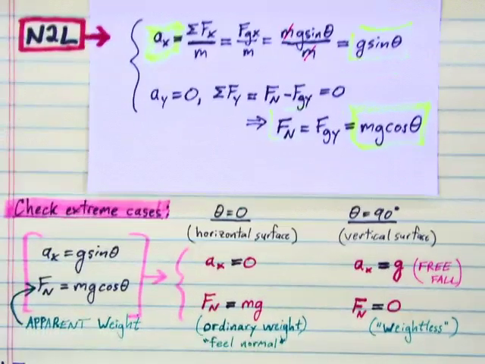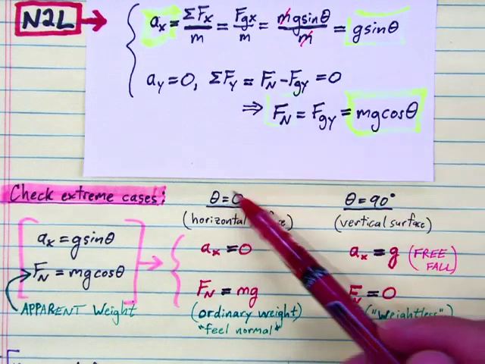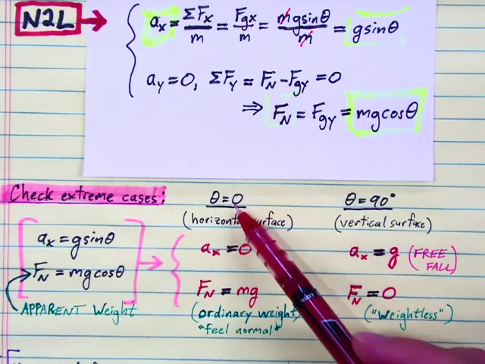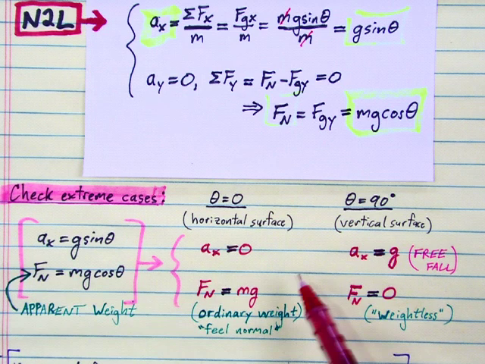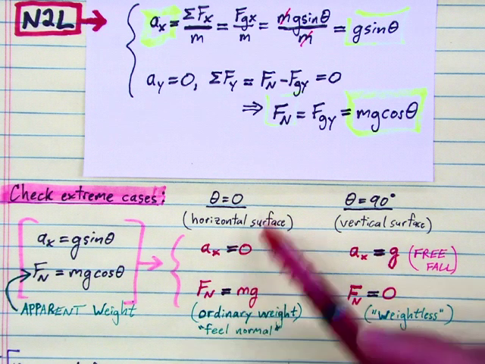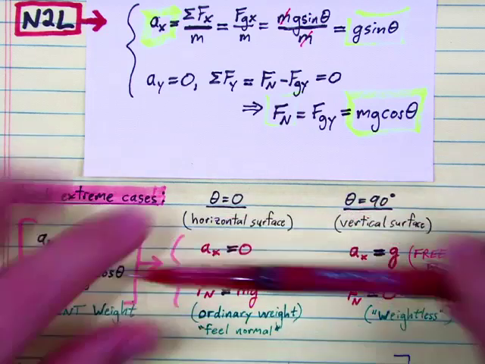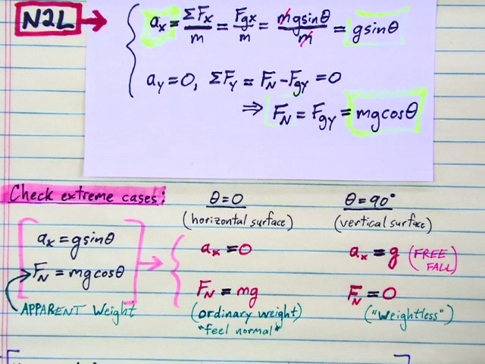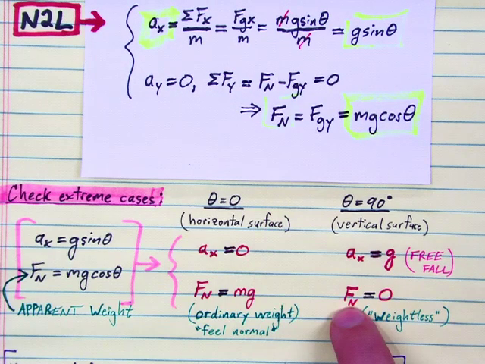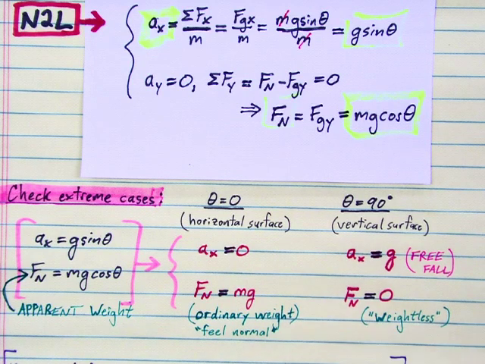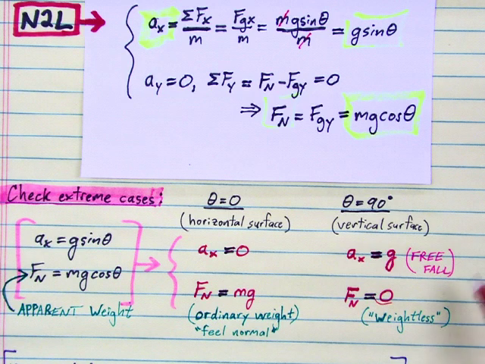So for our extreme cases here, if the ramp isn't tilted at all, a horizontal surface, then sine of 0 is 0, we get no acceleration, and cosine of 0 is 1, so the apparent weight is equal to the ordinary weight. The normal force is just equal to mg if we're on a flat surface. If we tilt all the way to 90 degrees, a vertical surface, then sine of 90 is 1, our acceleration is g. We're in free fall. On a vertical surface, your mass is just going to fall straight down. And the normal force is supporting none of the weight then. At 90 degrees, cosine of 90 is 0, so F_n is 0. Our object is going to be weightless.